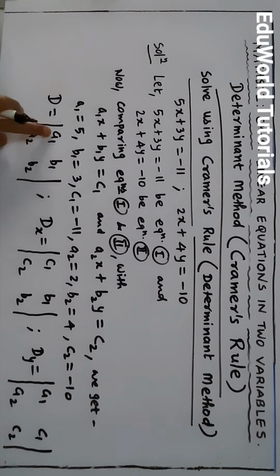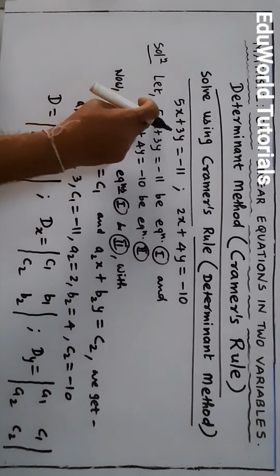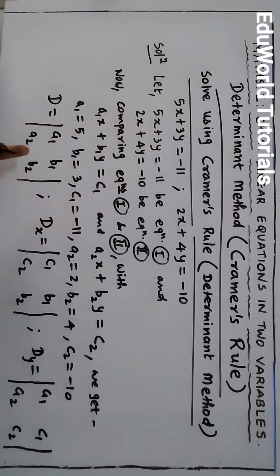The numbers a1, a2, b1, b2 will form a determinant which is denoted as D. C1, C2, B1, B2 are arranged in the form of a determinant which is given the name dx, and A1, A2, C1, C2 terms are arranged in this manner to get a third determinant dy. So after getting A1, B1, C1, A2, B2, C2, we arrange all these terms in the form of three determinants. Notice that for the determinant D, we are using A1 and A2 and B1 and B2, the coefficients of x and coefficients of y.